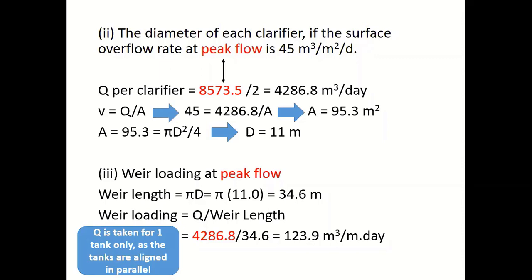In the previous question, the weir loading was taken, or the Q in the weir loading was taken for both tanks. Why? Because the tanks were in series. Here the tanks are in parallel, so we take the weir loading for one tank. It's not something to memorize, it's something to understand, okay? It's because we already divided the Q, so we're moving in two separate lines. So the weir loading is not duplicated.